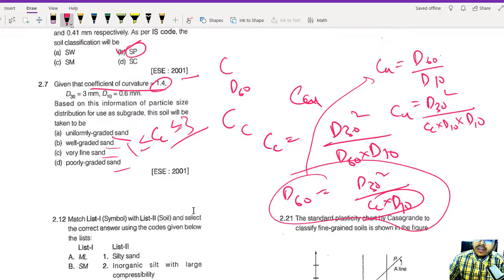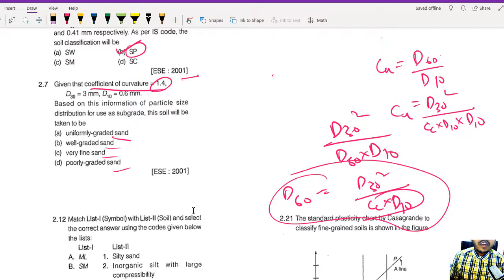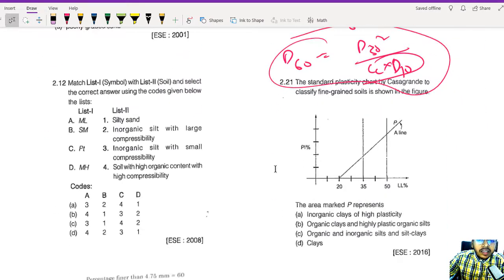Substitute it, you know everything. D30 is 3 mm, so 3 into 3 is 9 divided by CC, which is 1.4. D10 is 0.6 mm into 0.6 mm. Okay, so when you calculate, you will be getting somewhere around greater than 10 for sure. So obviously your CU is greater than 6 and your CC value is in the range of 1 to 3. So it is a well graded sand. Things are clear? Okay, I hope you are getting everything.